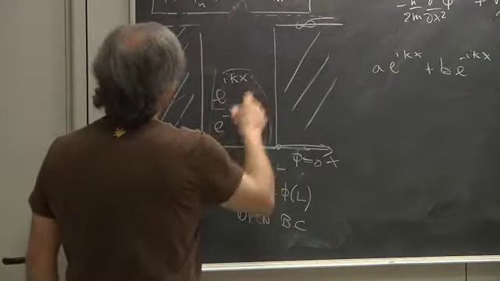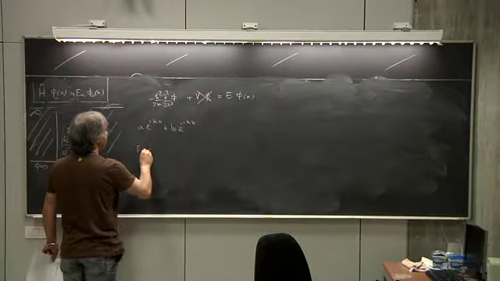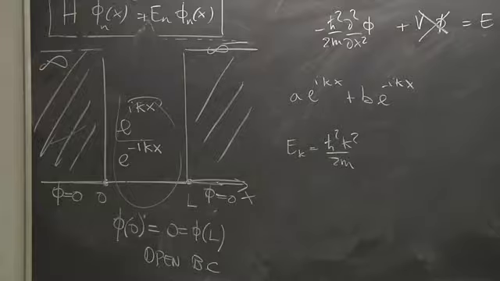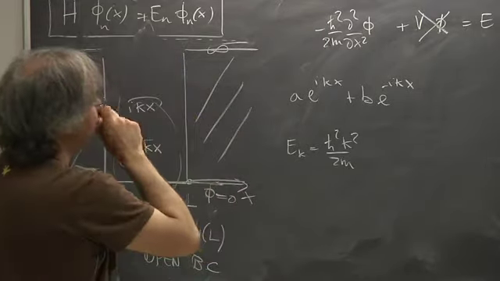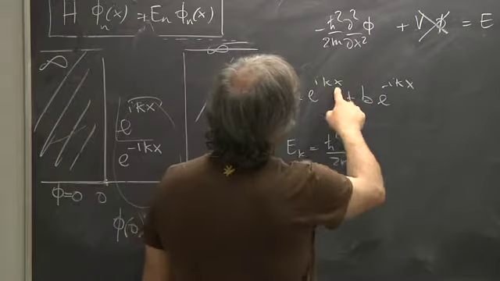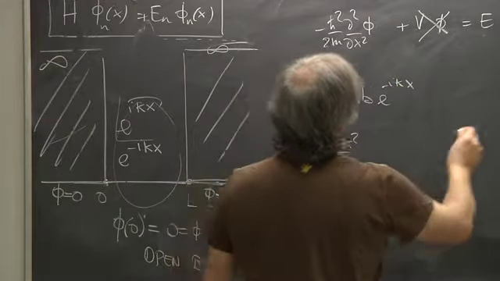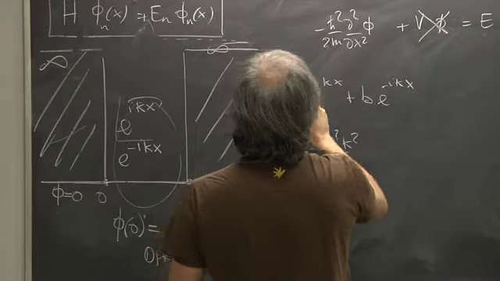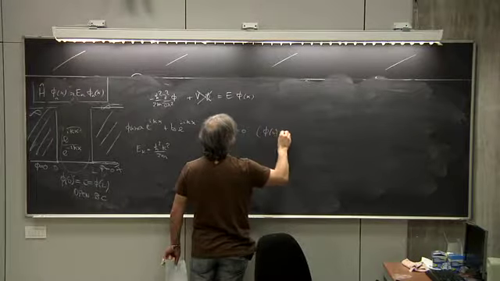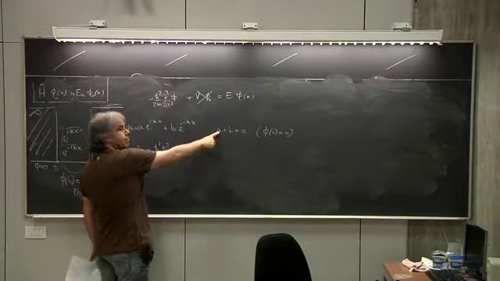What is the energy? The energy of this and of this, I know, it's the same: E_k equals h bar squared k squared over 2m, same. Is this clear? I'm only discussing now the boundary condition because the function itself is trivial, it's the usual plane wave. Now, how can we make this solution to be zero there? Certainly when you put x equal to zero, this becomes one, and therefore I want a plus b equal to zero, by the requirement that phi of zero is zero, which means b equal to minus a.